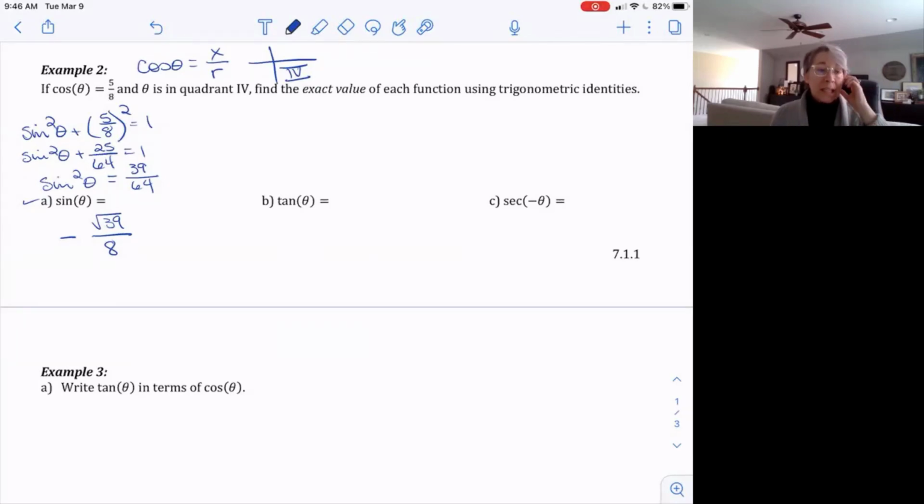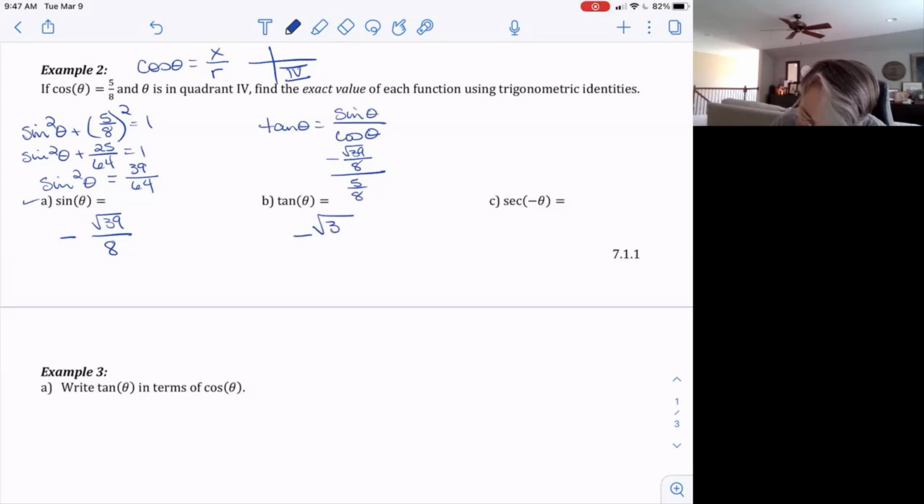Now, tangent theta equals sine over cosine. So we want to put our sine value of negative square root of 39 over 8 and divide it by 5/8. The 8s will reduce. So for our tangent, we get a negative square root of 39 over 5.